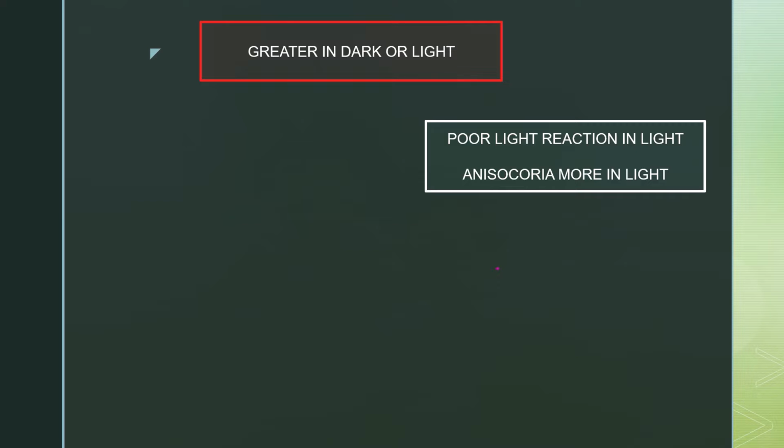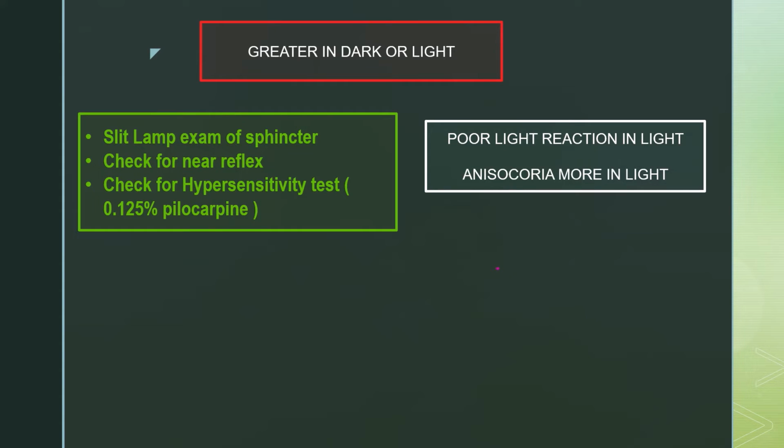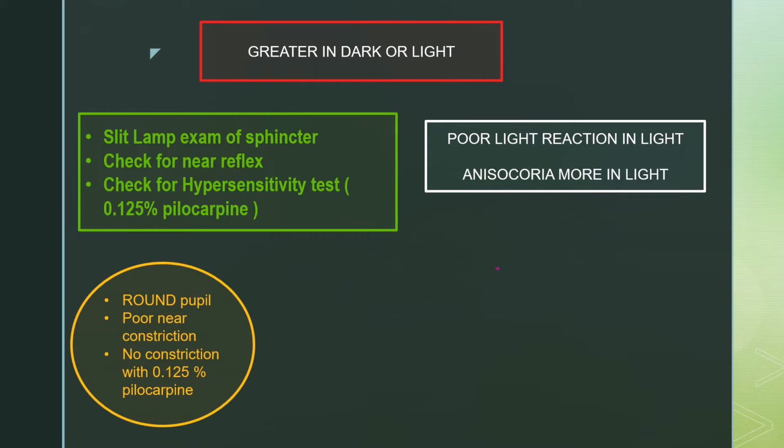Now, another cause of this anisocoria greater in the light is the third nerve palsy or the pharmacological mydriasis. So, how do you differentiate that? In this condition, if you find that the pupil is round and the near reflex is poor, and the pupil is not constricting with 0.1 to 0.5% pilocarpine, that means that you have now ruled out the Adie tonic pupil. Now, in this case, the next test to be done is the 1% pilocarpine test.